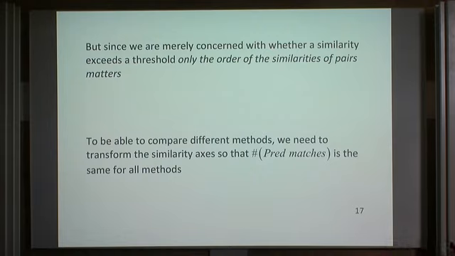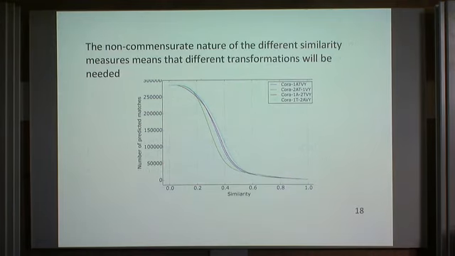To be able to compare them, what we need to do, as I've just explained, is transform the similarity axis so that the number of predicted matches, or the little p-value, is the same. For a given choice of weights that you're going to put on precision, equivalently for a given choice of number of predicted matches, then it's legitimate to compare the F measure values at those choices.